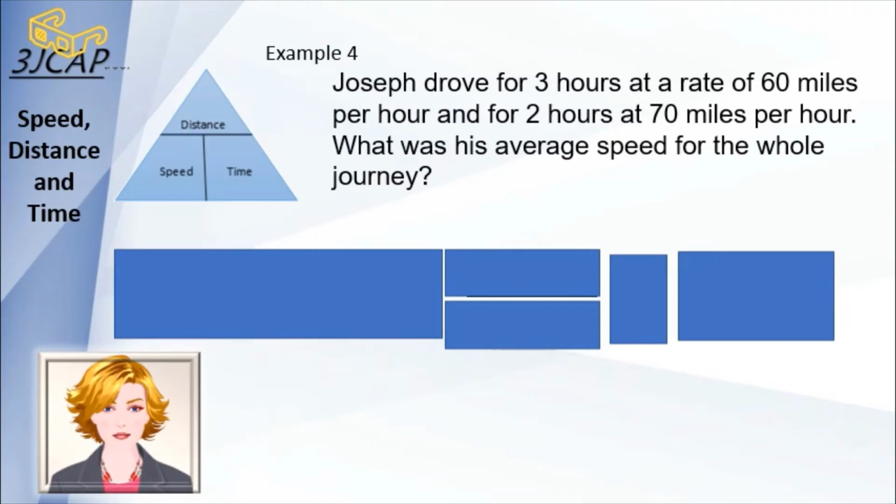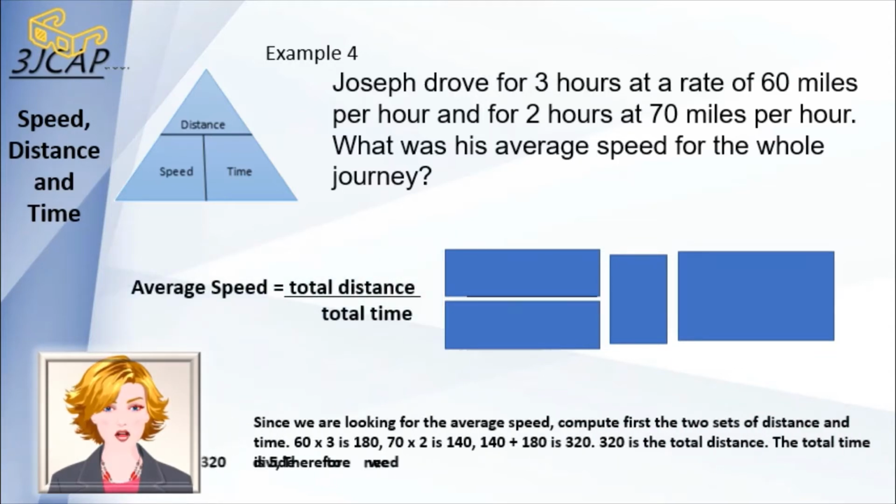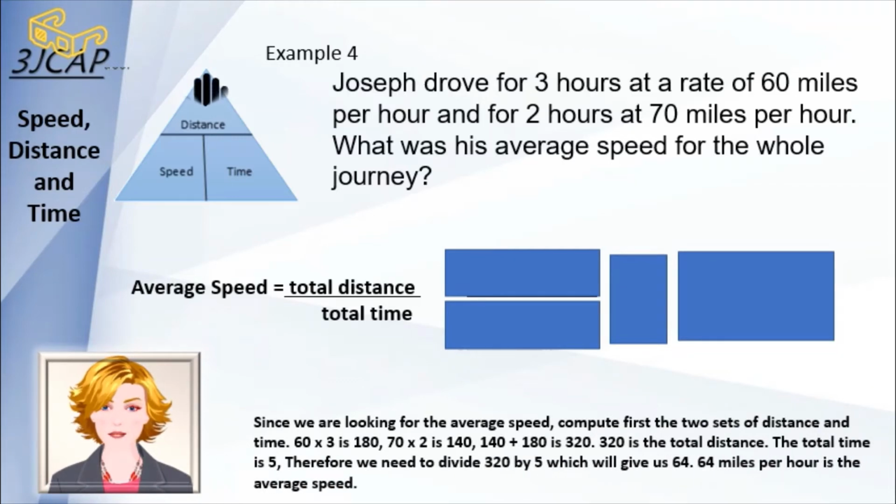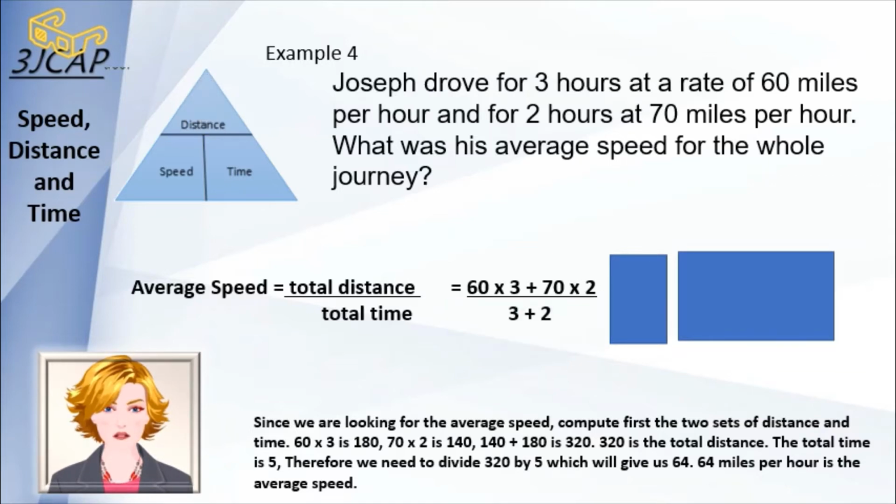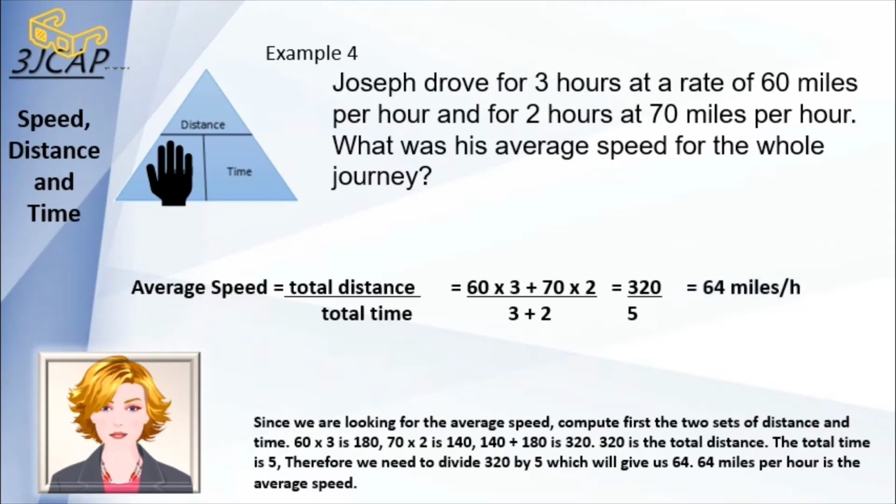Example 4. Joseph drove for 3 hours at a rate of 60 miles per hour, and for 2 hours at 70 miles per hour. What was his average speed for the whole journey? Since we are looking for the average speed, compute first the two sets of distance and time. 60 times 3 is 180, 70 times 2 is 140, 140 plus 180 is 320. 320 is the total distance. The total time is 5 hours, therefore we need to divide 320 by 5, which will give us 64. 64 miles per hour is the average speed.